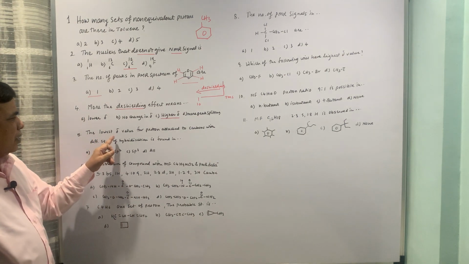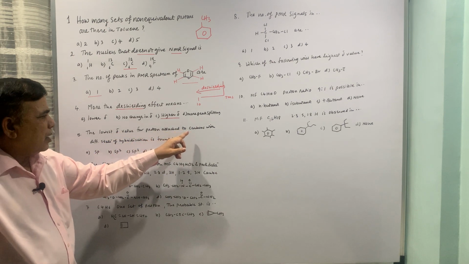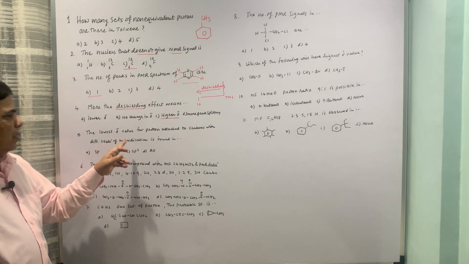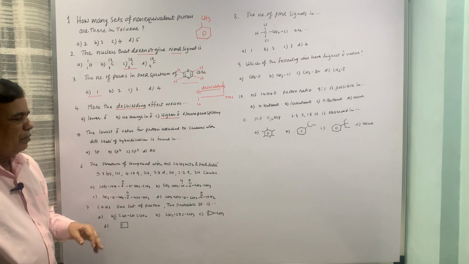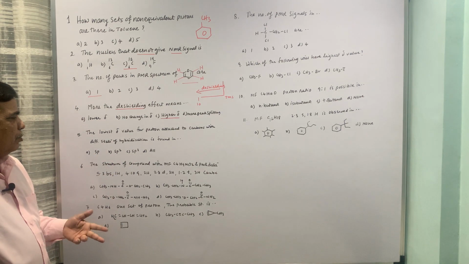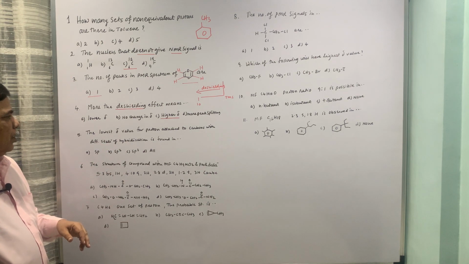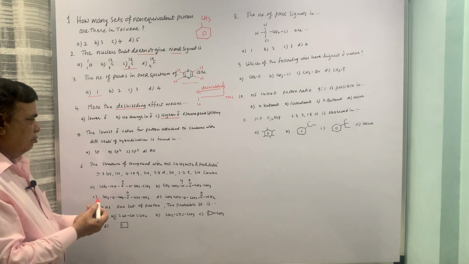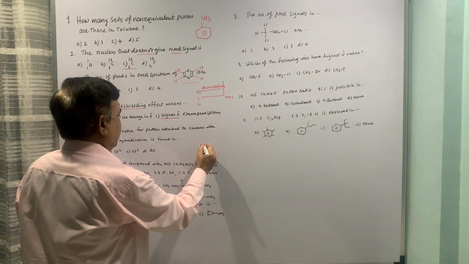The lowest chemical shift value for protons attached to carbons with different states of hybridization is found in which? Now there are 3 hybridizations: sp, sp2, sp3. So where will you have the lowest chemical shift value? I will give some examples for sp hybridization.